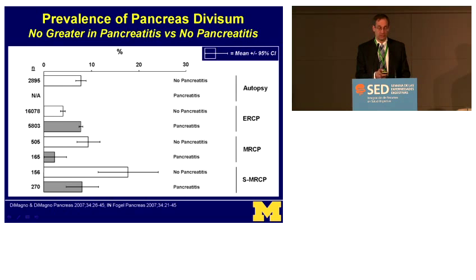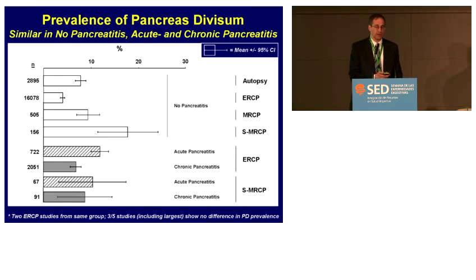In the MRCP, SMRCP studies, if anything, the prevalence of pancreas divisum appears to be higher in the no pancreatitis versus pancreatitis groups. This bar graph is similarly constructed, showing the mean prevalence and 95% confidence intervals of pancreas divisum. The top 4 bars show the prevalence of no pancreatitis in each of the 4 groups. For ERCP and SMRCP, the bottom 4 panels, the prevalence of pancreas divisum in acute pancreatitis and chronic pancreatitis overlaps with the prevalence of pancreas divisum in the no pancreatitis groups, indicating that there's a similar prevalence of pancreas divisum in acute, chronic pancreatitis, and no pancreatitis.